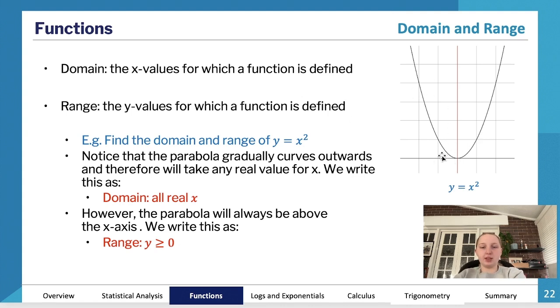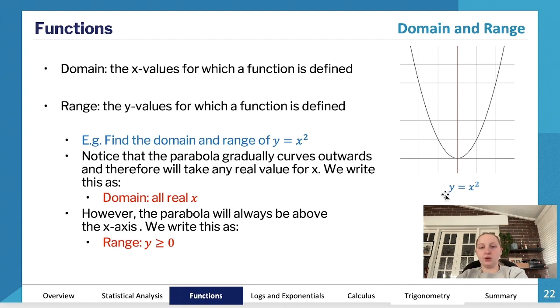So we can say for this that the graph can take any real value for x. And so then you can write that as the domain equals all real x. Okay, because at any x point, we can generate a y value. There's not a single real value for x that you can sub into this equation that wouldn't give you a y value.